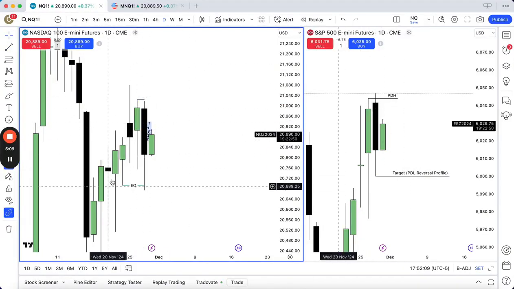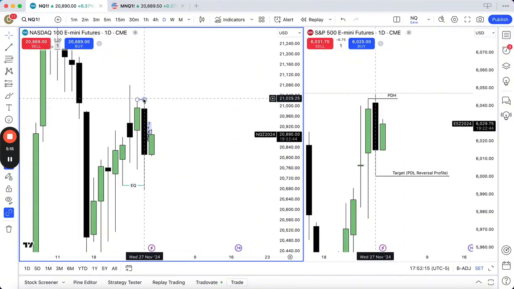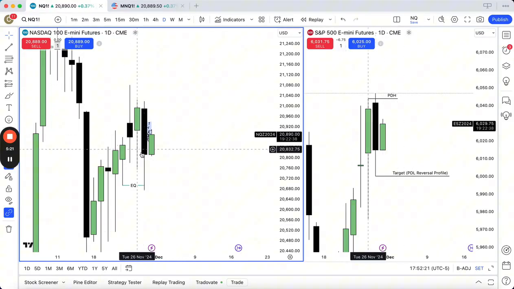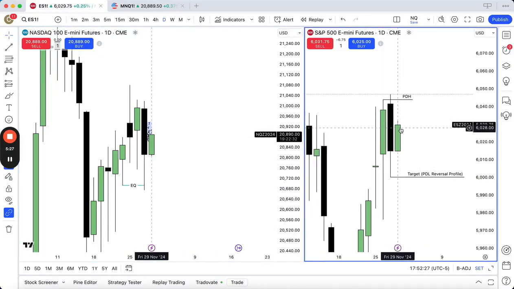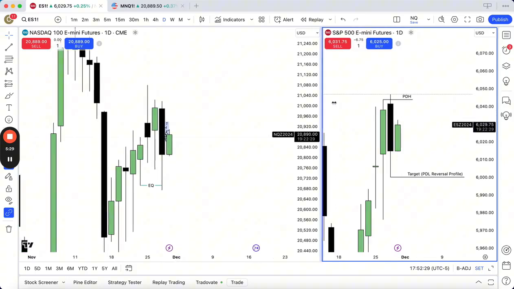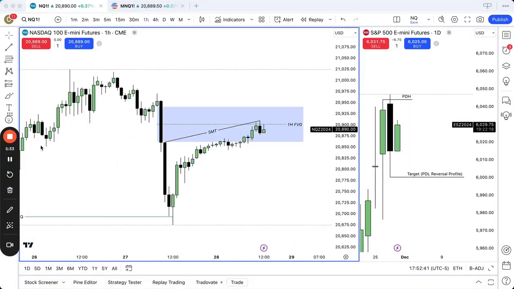So this is where you're going to have to start using both of these assets to determine your bias, because this happens a lot, in which NQ won't sweep a high or a low, and then it will go down and you'll have no idea why. But then you go ahead and check ES, and it turns out that ES actually swept that high or that low. And that's just a great way to use SMT to your advantage.